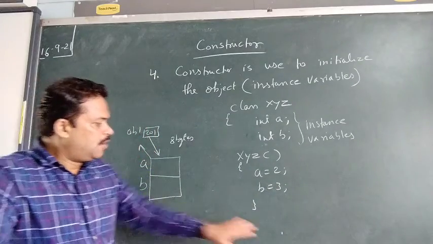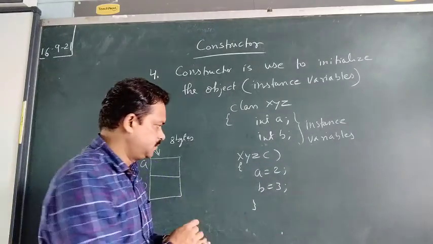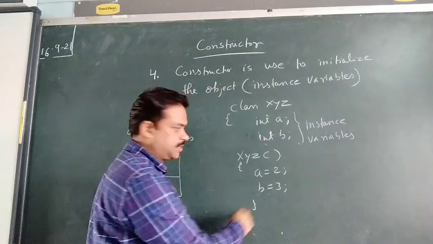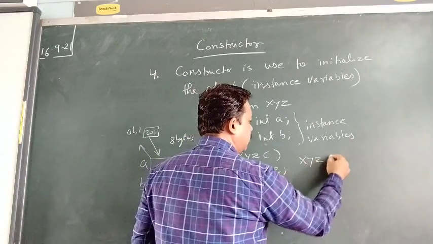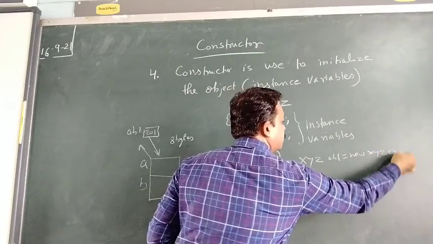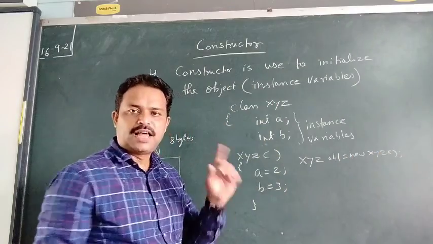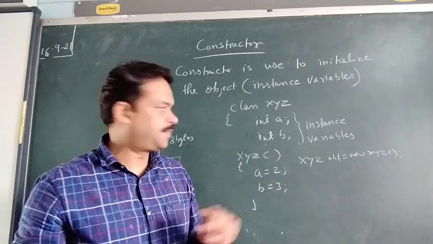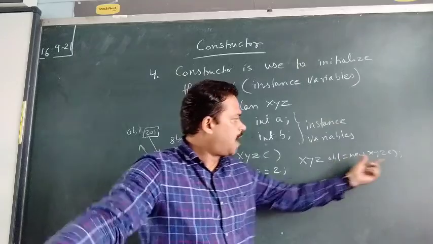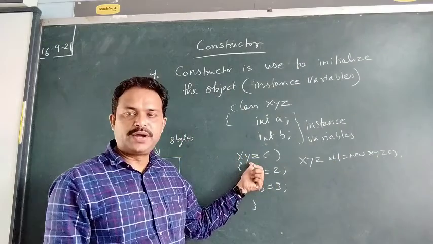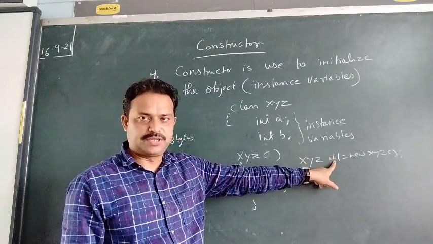Now see, when you make the object, let me come to that point again. If you are making any object, XYZ OB1 equal to new XYZ, what will happen? Last time we discussed that the constructor gets invoked at the time of object creation. Here I am creating the object and this is your constructor part. It means that this constructor is going to get invoked when you create this object.